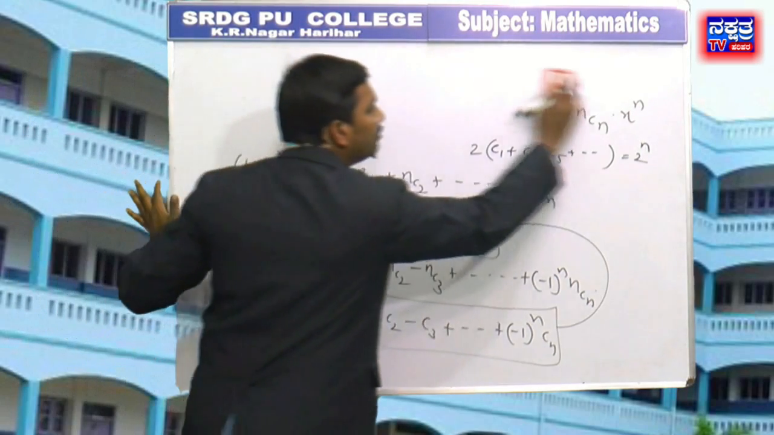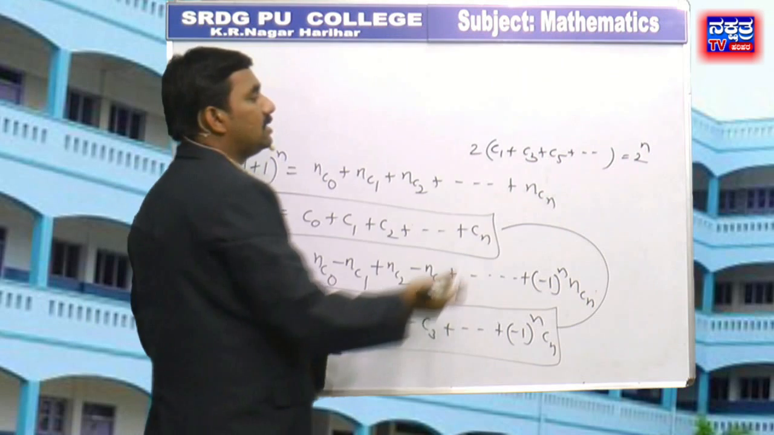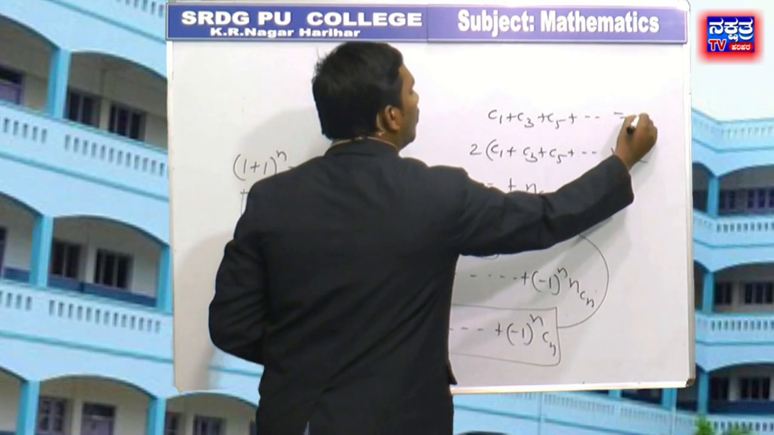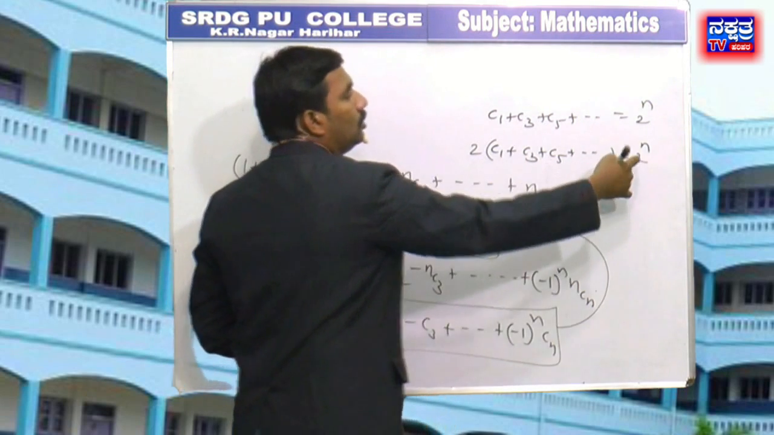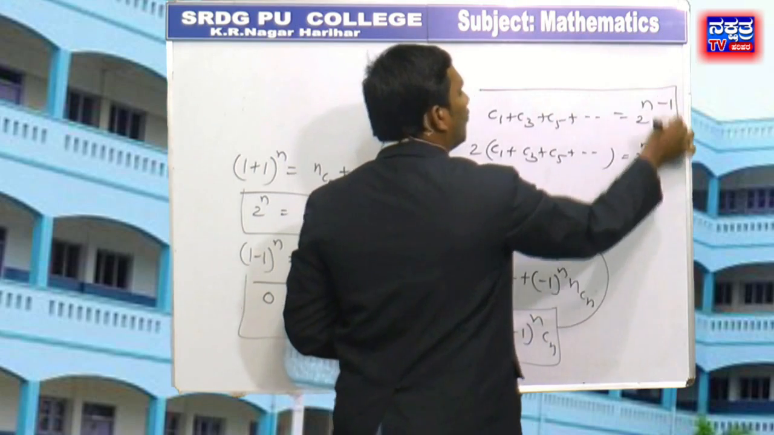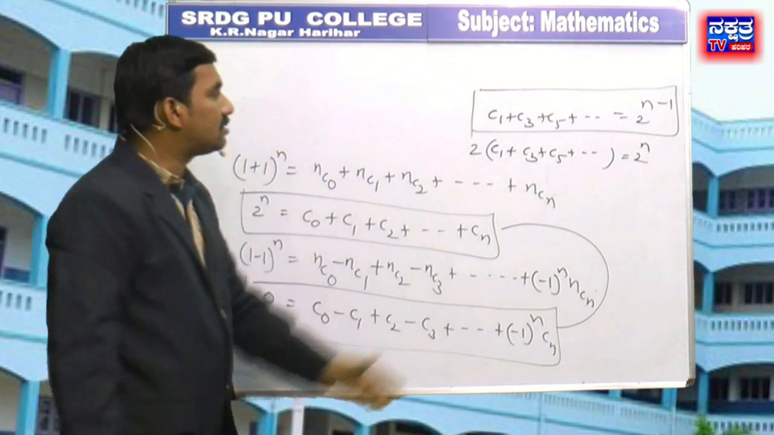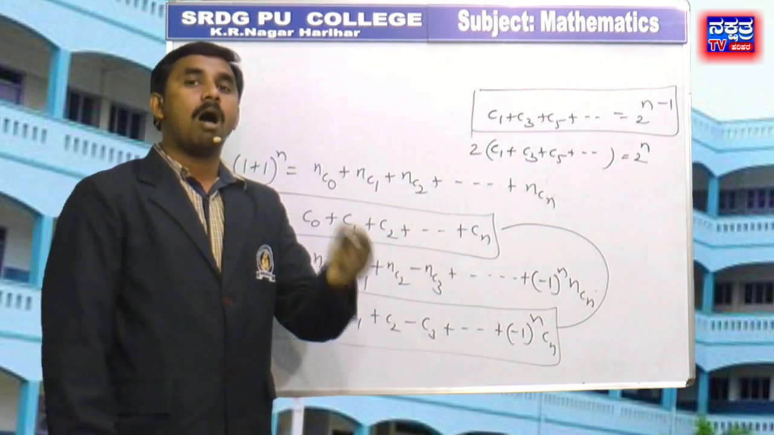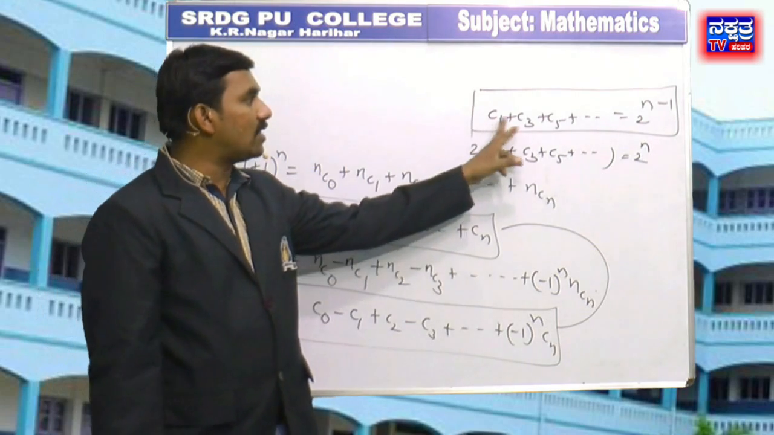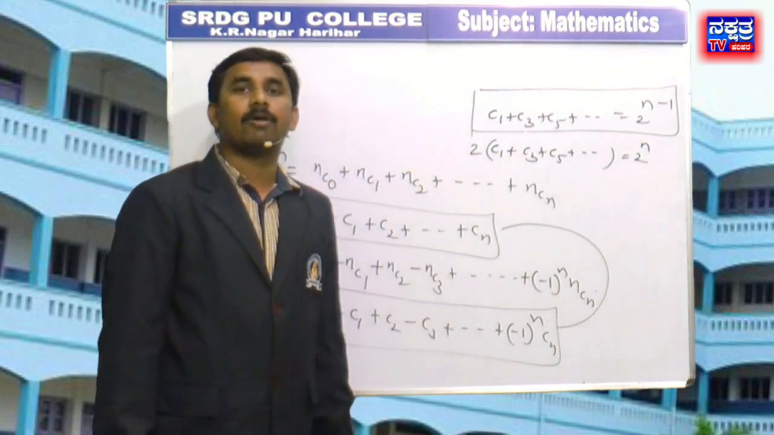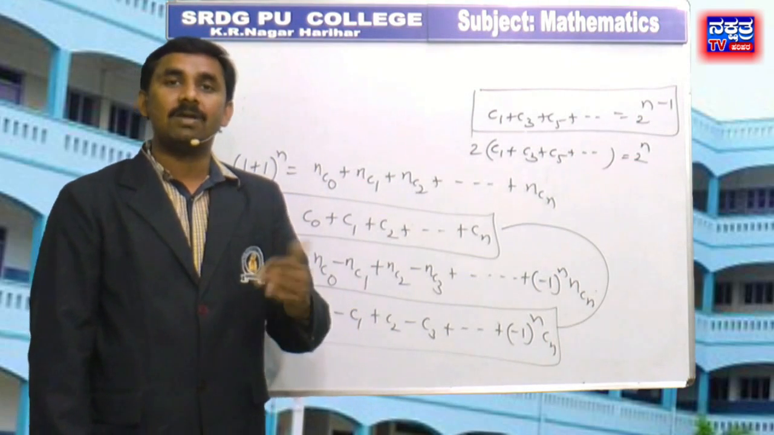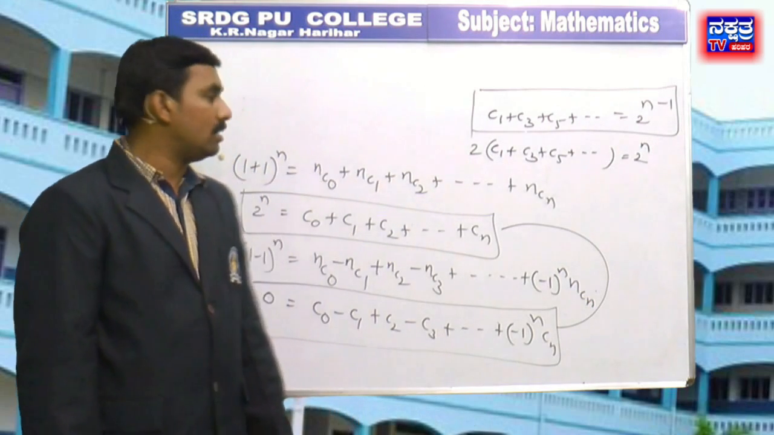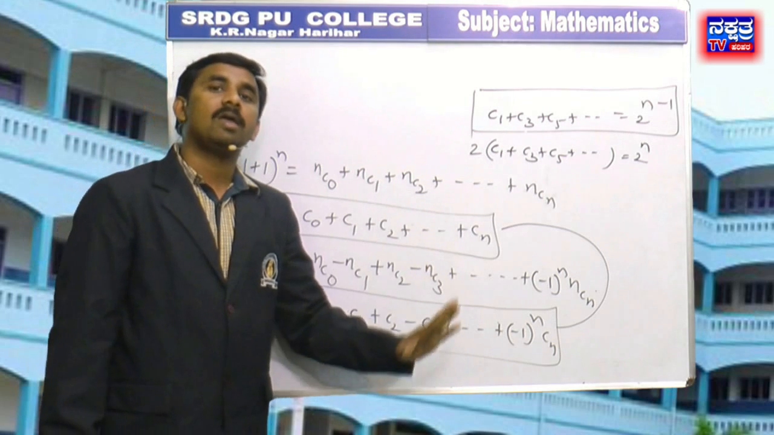Hence if you observe here clearly, C1 plus C3 plus C5 plus so on equals 2 power n by 2, that is equal to 2 power n minus 1. Hence this is the final answer for the sum of the coefficients of odd powers of x, nC1, nC3, nC5, that sum is 2 power n minus 1. Not only odd powers, for even powers also the answer is 2 power n minus 1 only. Remember this concept, very, very important.